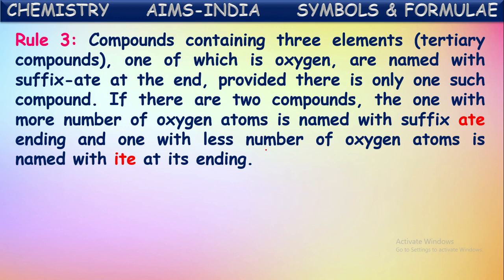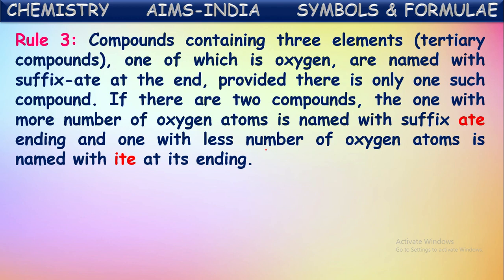If there are two compounds of the same combination, meaning the same three elements form more than one compound, then the one with more oxygen atoms is named with the suffix "ate", and the one with fewer oxygen atoms is named with "ite" at the end of its name.